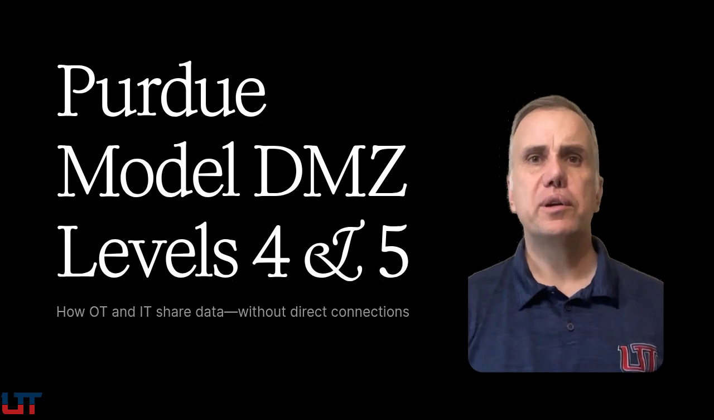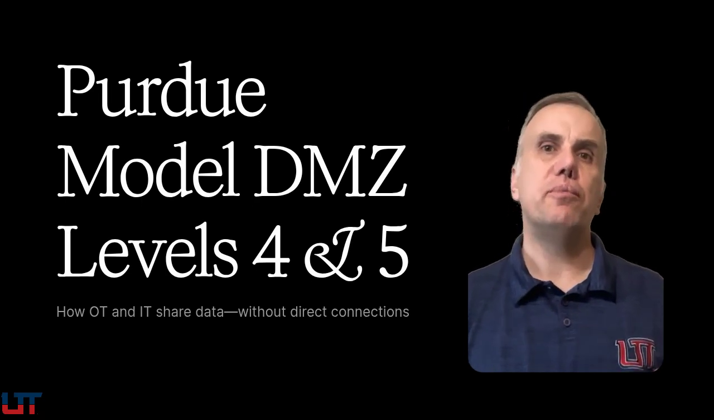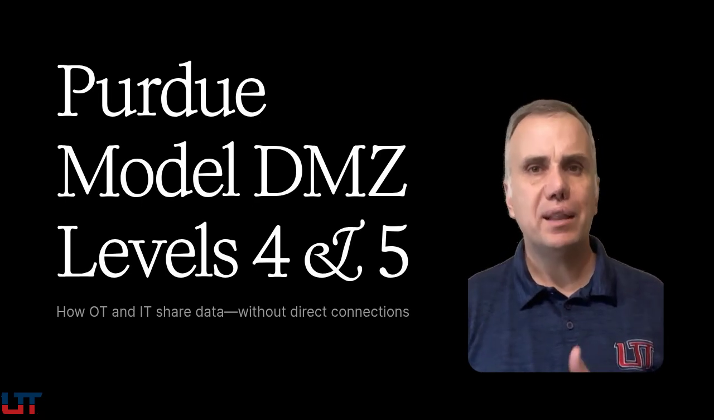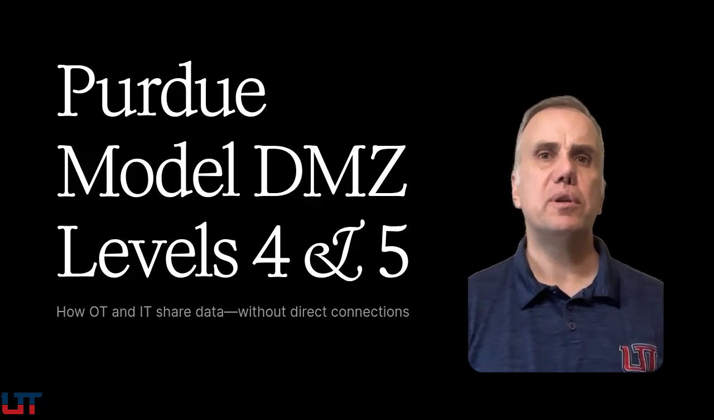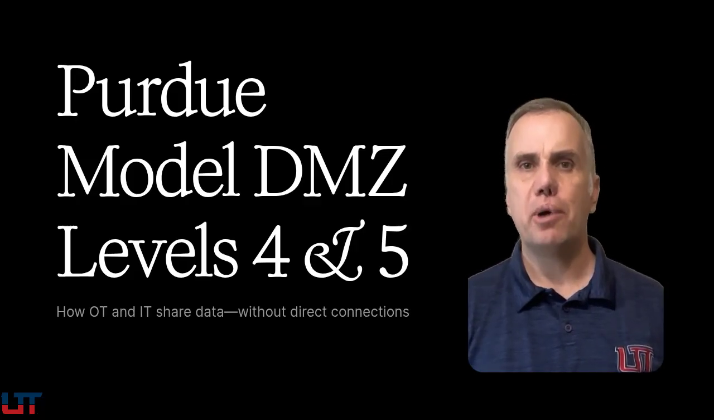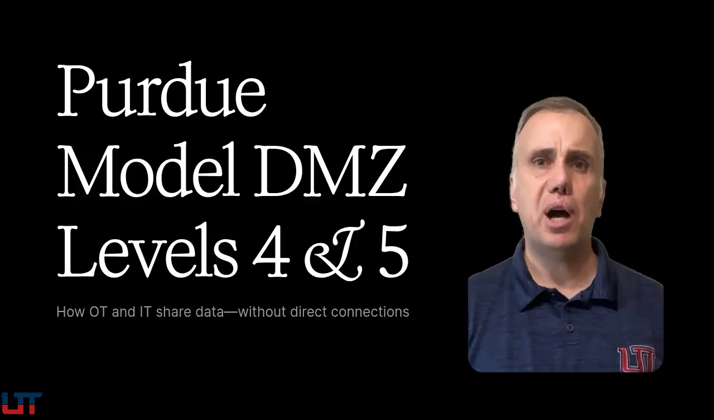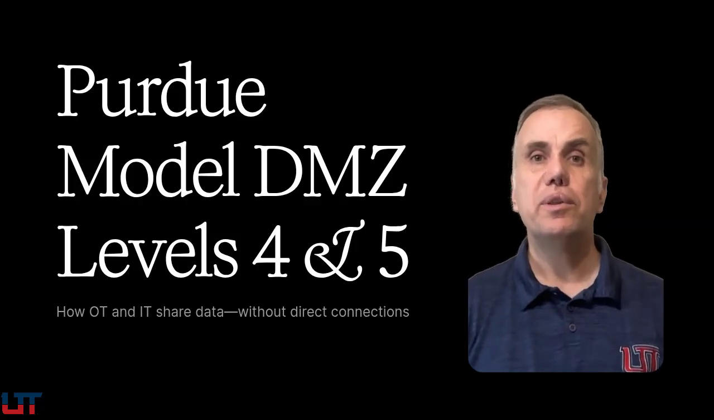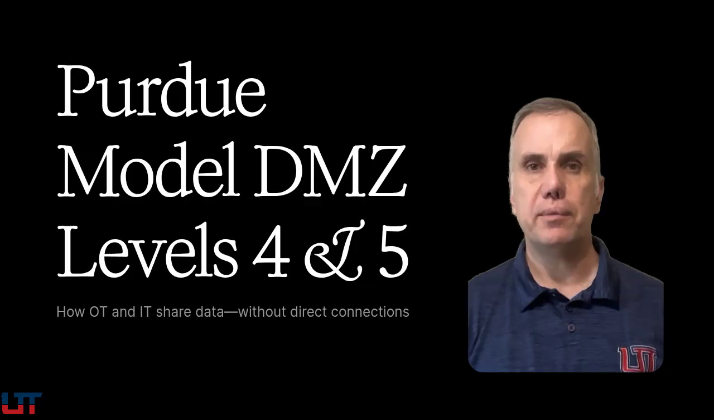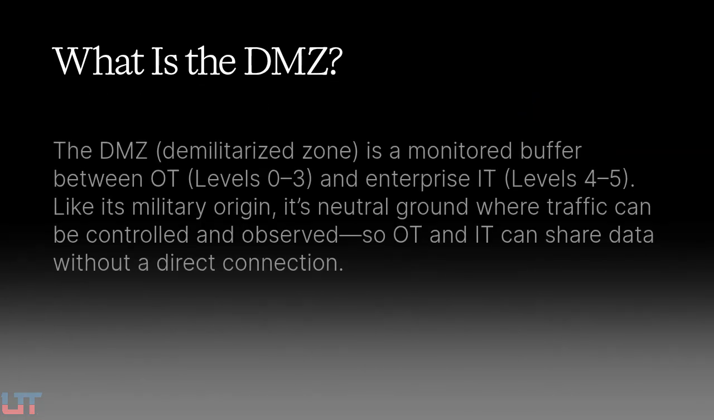In this video, we're going to cover the upper portion of the Purdue model, the DMZ and levels 4 and 5. The DMZ is arguably the most important architectural element in the entire model, the component that makes it possible for OT and IT networks to share data without opening a direct path between them. Understanding it correctly determines whether your network architecture provides real protection or just the appearance of it.